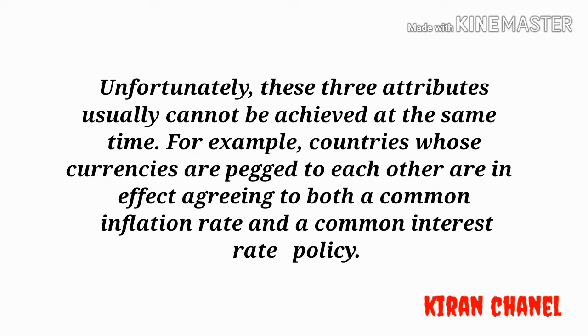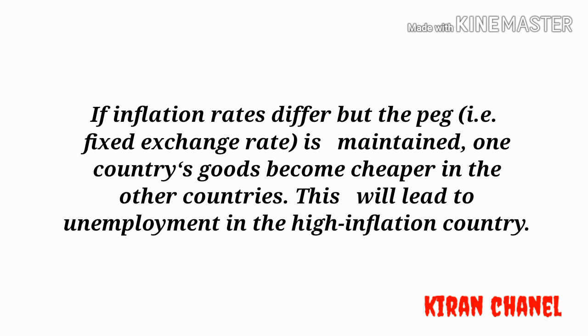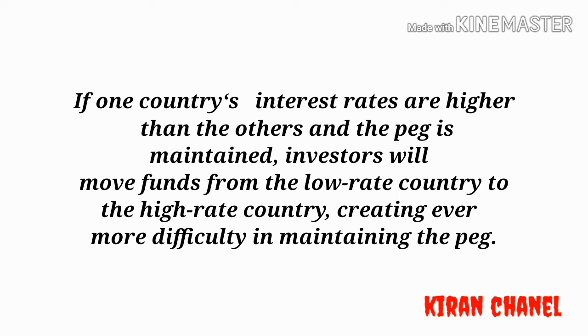For example, countries whose currencies are pegged to each other are in effect agreeing to both a common inflation rate and a common interest rate policy. If inflation rates differ but the peg, i.e. a fixed exchange rate, is maintained, one country's goods become cheaper in the other countries. This will lead to unemployment in the high inflation country. If one country's interest rates are higher than the other and the peg is maintained, investors will move funds from the low-rate country to the high-rate country, creating ever more difficulty in maintaining the peg.